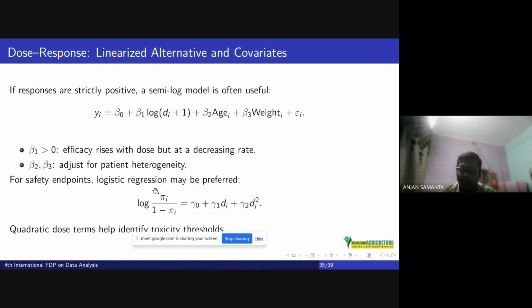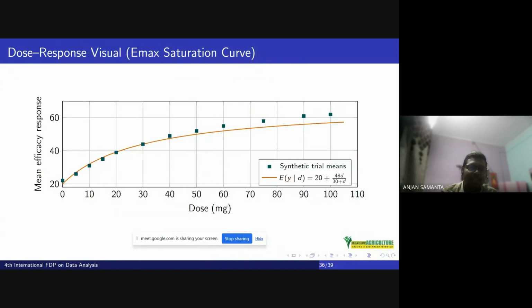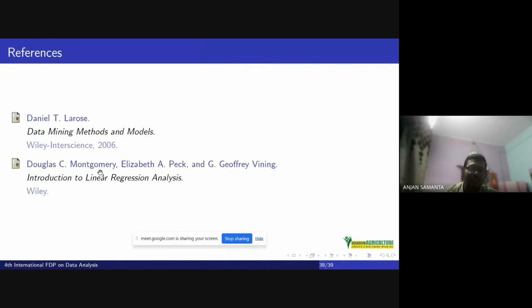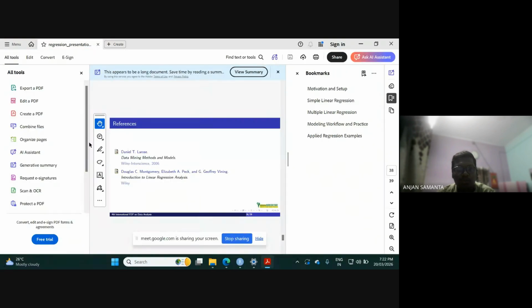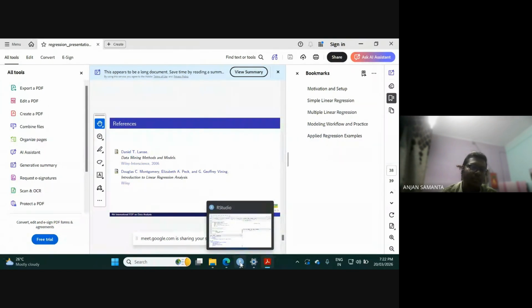My part is not covering this particular thing, so I'm not discussing it, but I will just show you the plot where the nonlinear regression takes over the dose response model. So these are the references I have used, and I will go to the hands-on section. Is there any question you want to ask on this, or shall I directly go to the hands-on item?